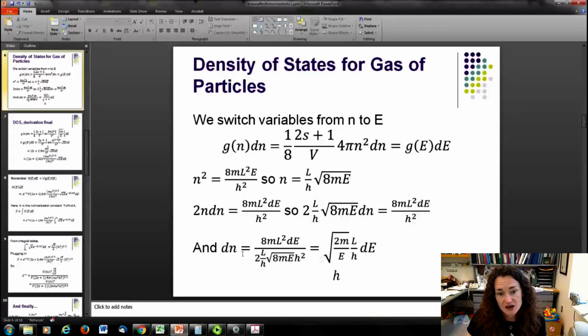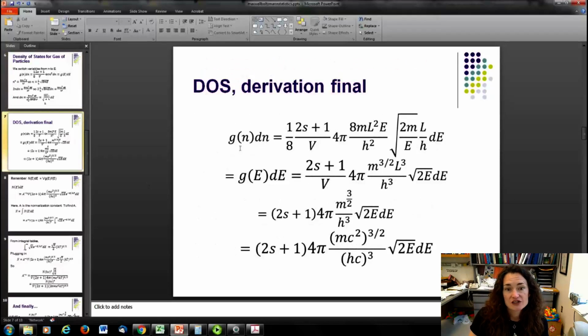Now, I'm going to take all that and plug it into my expression for g(n) so that I can fully switch my variables over, okay? So here I do that. g(n) dn, and I'm plugging in for dn, and I'm plugging in for n squared. And when I do that, I end up with this: 1/8 (2s+1)/V 4 pi 8mL squared E over h squared, square root of 2m over E, L over h dE. Okay, so make sure that you can follow the algebra yourself and plug in for that.